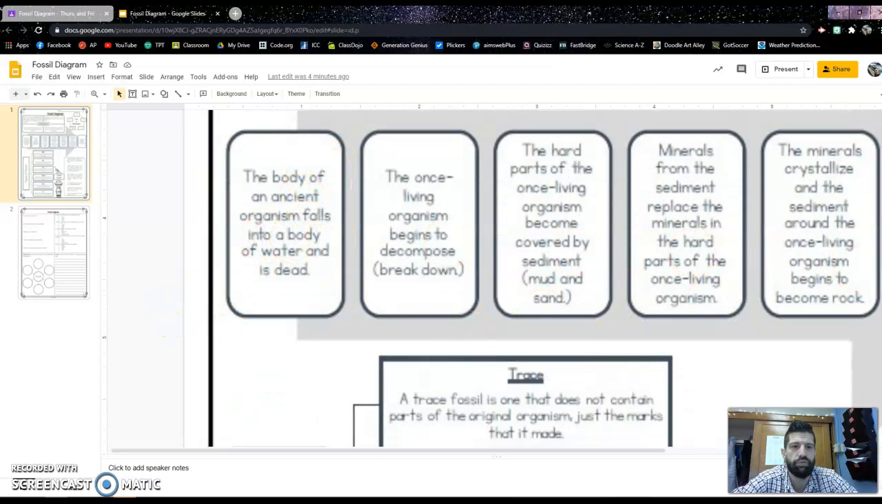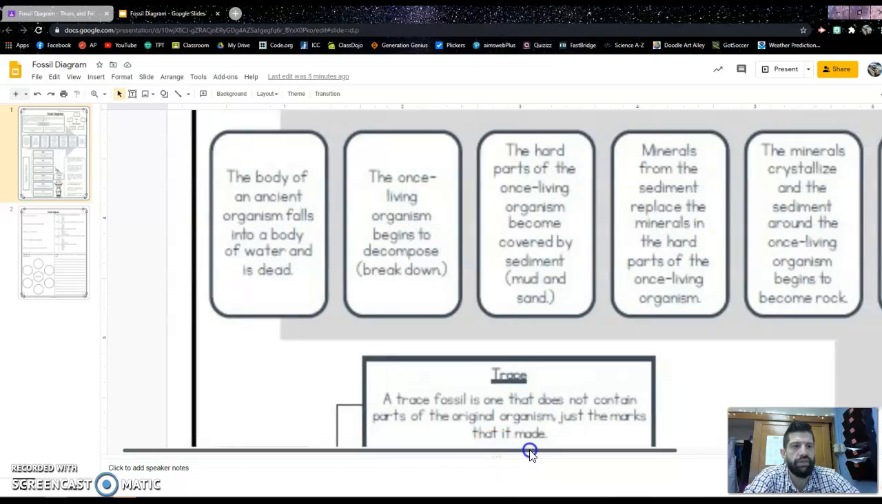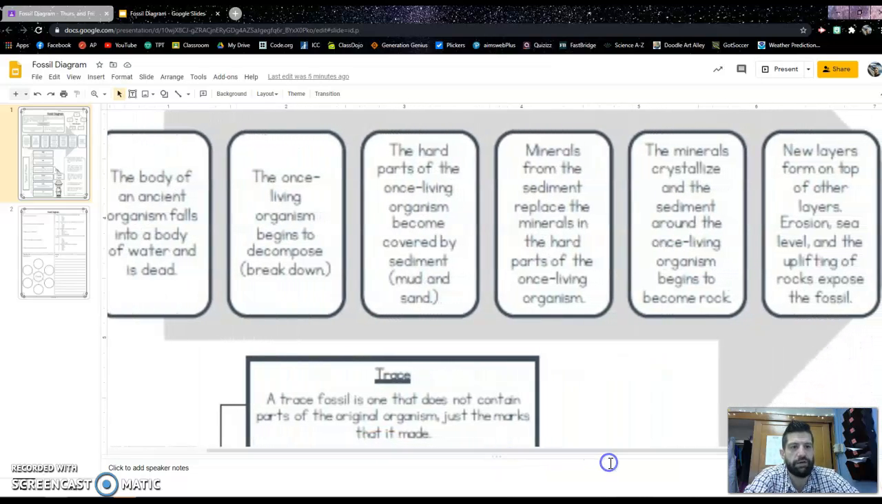So the next part, when you read through, again, it's the order that things are happening when a fossil breaks down. I would be looking for things that here I'd be highlighting they are covered by sediment, or here maybe that they died. Then they're covered by sediment. Again, I already know they decompose. Here I would maybe highlight that the minerals from the sediment replace the minerals in the hard parts of the once living organism. I would highlight minerals from the sediment replace the minerals, and I would just highlight organisms. I would skip the hard parts of the once living. And then the next part over here, the minerals crystallize and the sediment around the once living organism begins to become rock. In that one, I would maybe highlight begin to become rock.